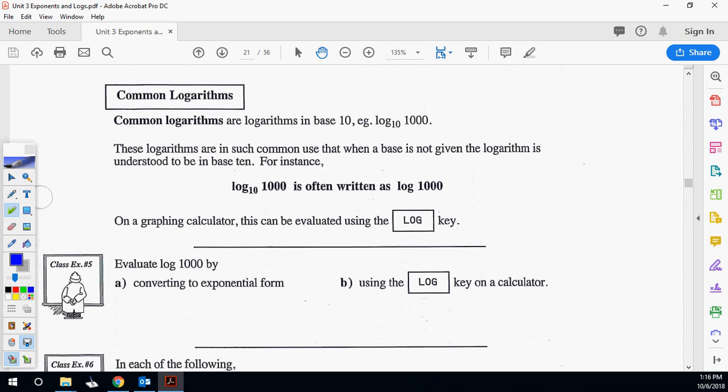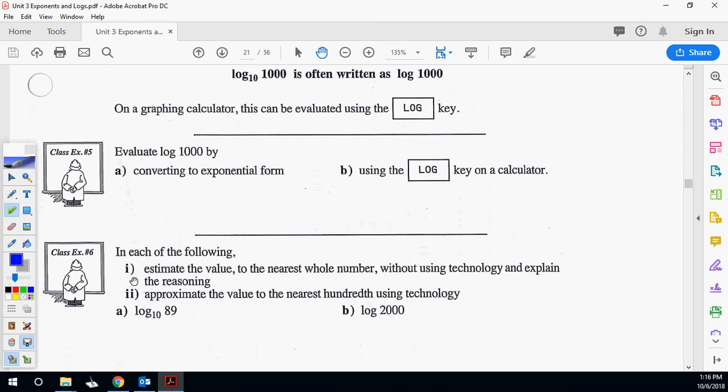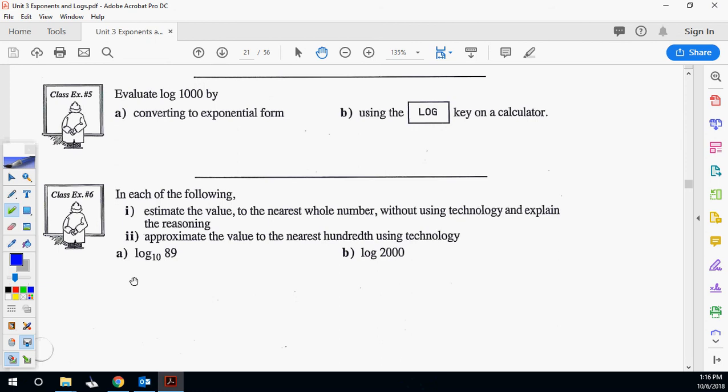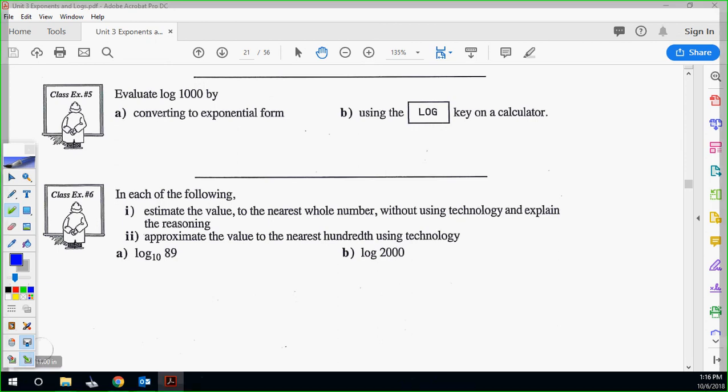So to do this, we introduce common logs. Common logs are the log key in your calculator I talked about that use a base of 10. For example, if you just did log of 1,000, well, if we do it the long way, which we learned, 10 to what power is 1,000? We know 1,000 is the same thing as 10 cubed. So the answer for this one would be 3. Log of 1,000 is 3. If you do it in your calculator, you're also going to get 3.